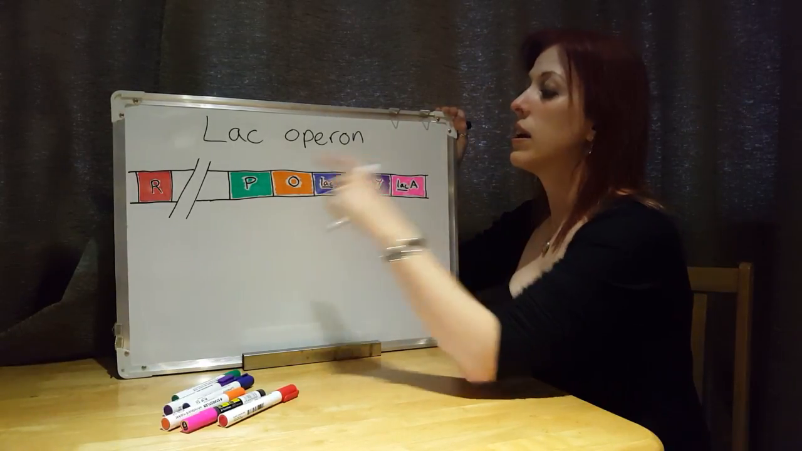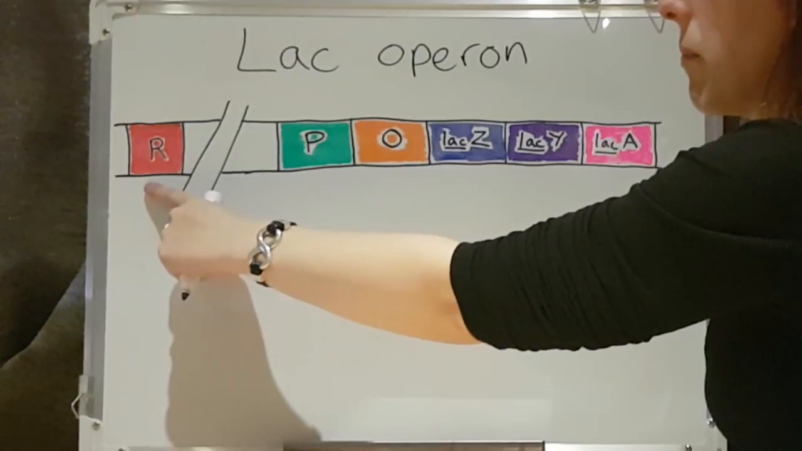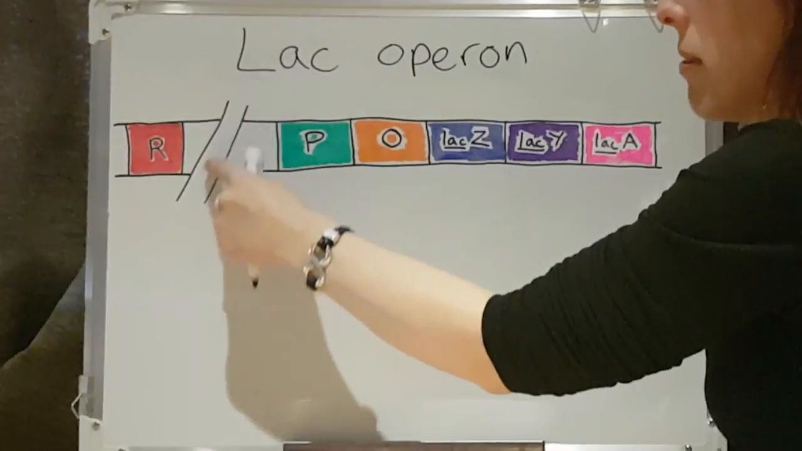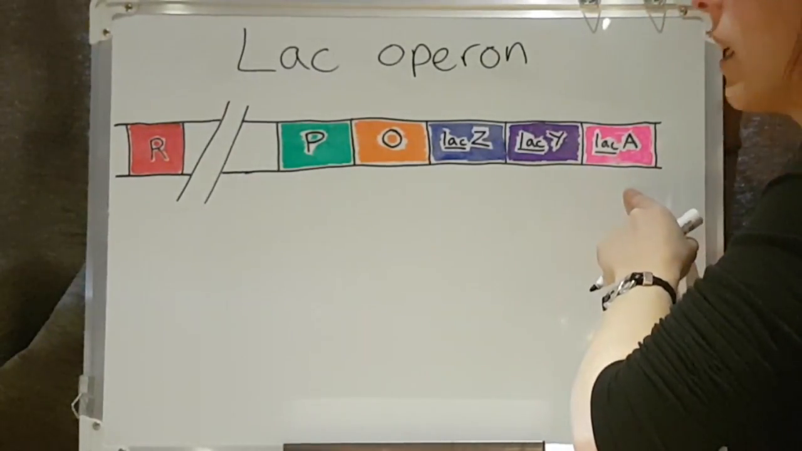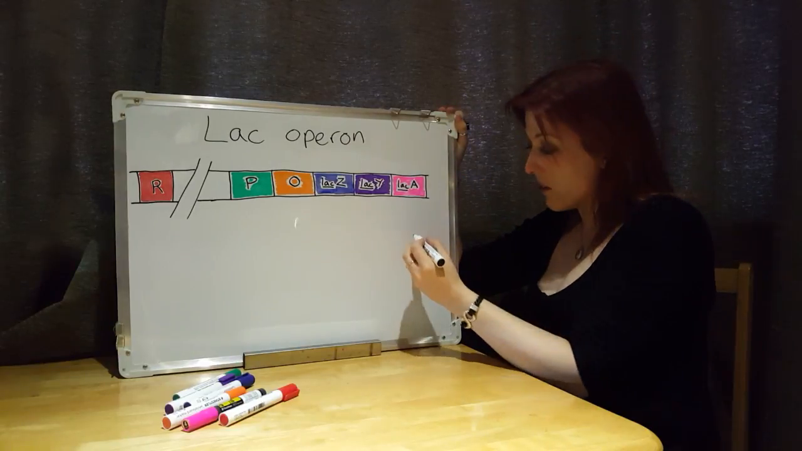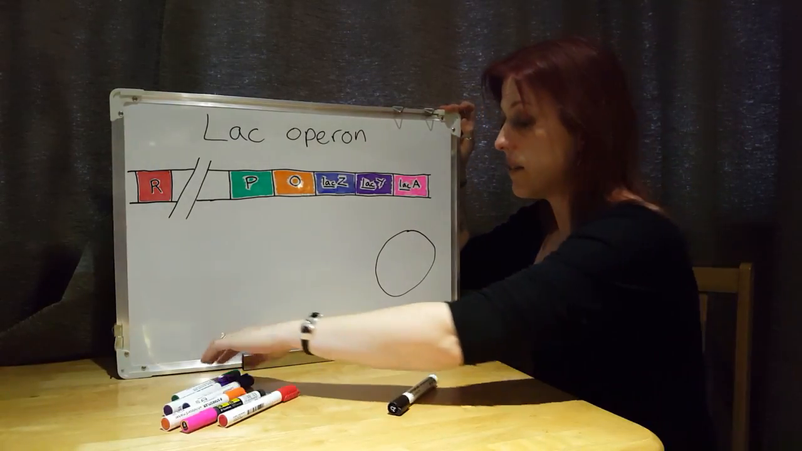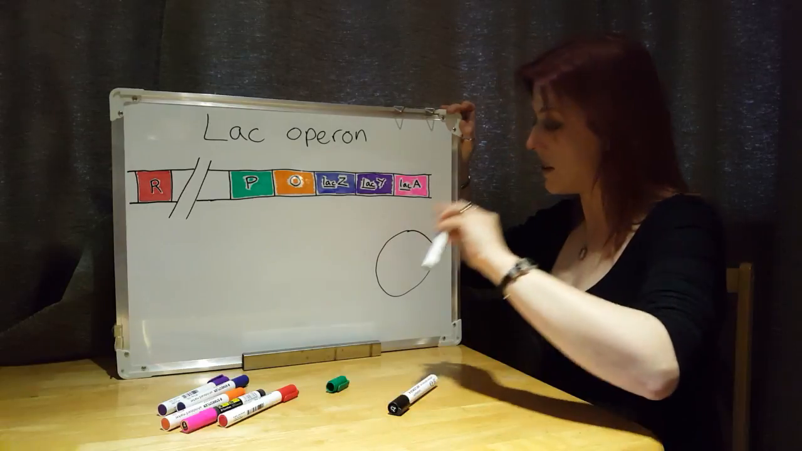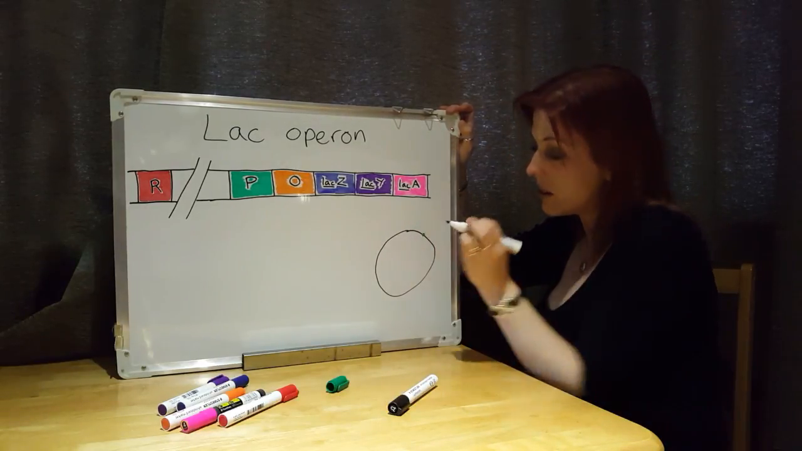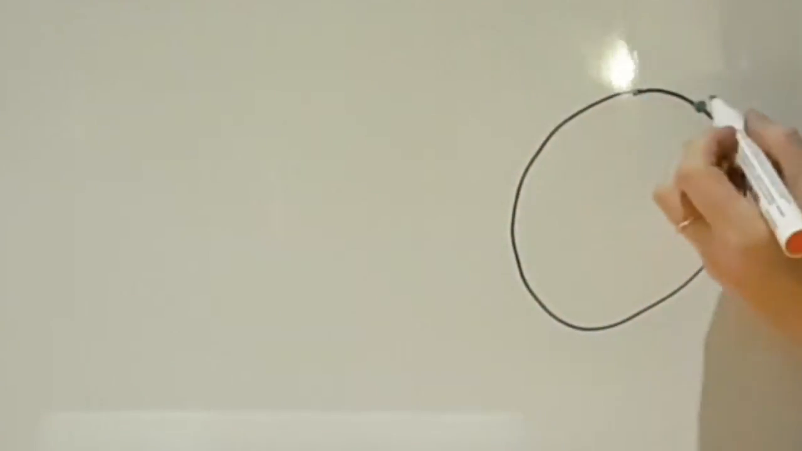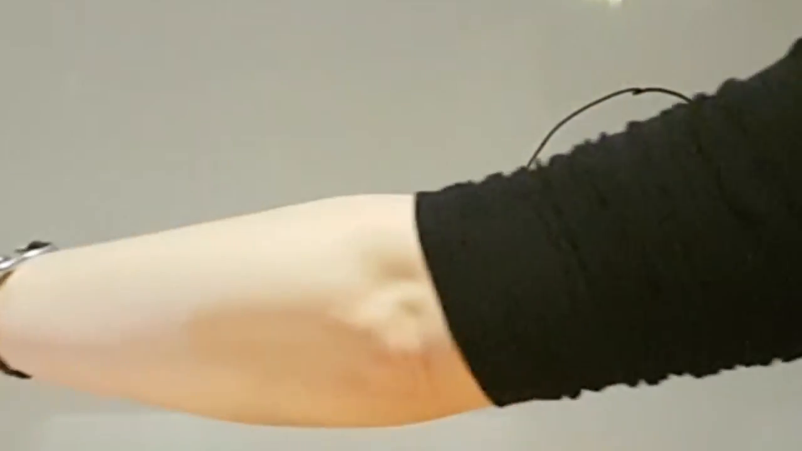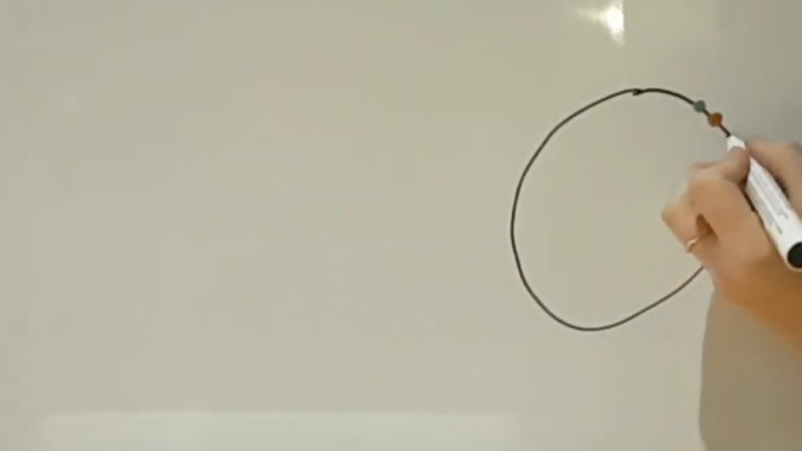There's also another regulatory gene here. Now I've put this regulatory gene separated out from the rest of the operon. Now if you were to look at the genome of E. coli, it's basically a circular ring of DNA, and you could have these operons. Let me put in the promoter, the operator, and here's LacZ, LacY, and finally LacA.